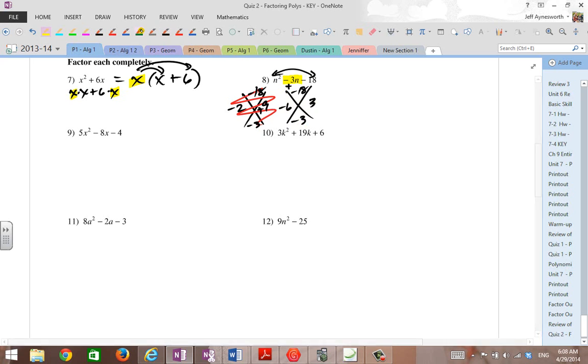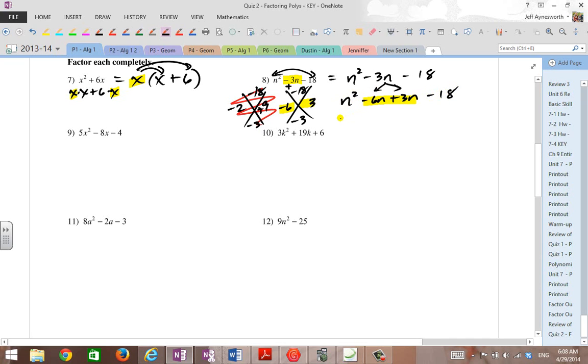And so you do what we always do. We factor by grouping and you split the middle term. So this is equal to n squared minus 3n minus 18. I'm going to split the middle term like I show in class. N squared minus 6n plus 3n using these two factors. It's right there. And then minus 18. Factor out the common factor.